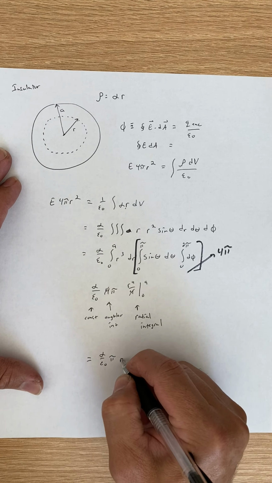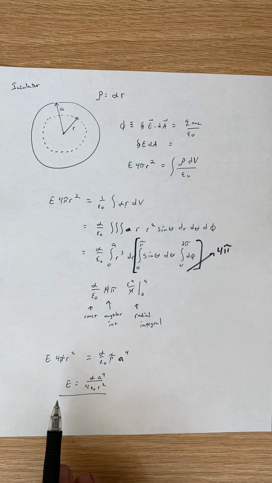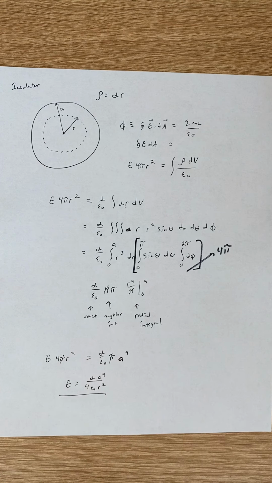Now, remember, this is equal to, I still have stuff on the left-hand side, E times 4 pi r squared. I'm going to lose the pi. I'm going to pick back up the 4th. And then if I evaluate the electric field here, I'm going to get alpha over 4 epsilon naught r squared times a to the 4th. And that's the magnitude of my electric field inside the sphere.